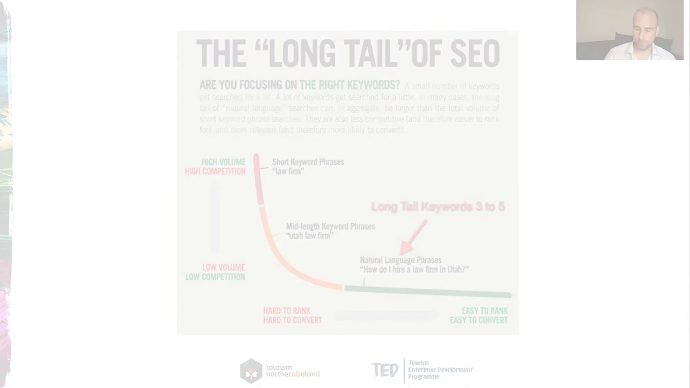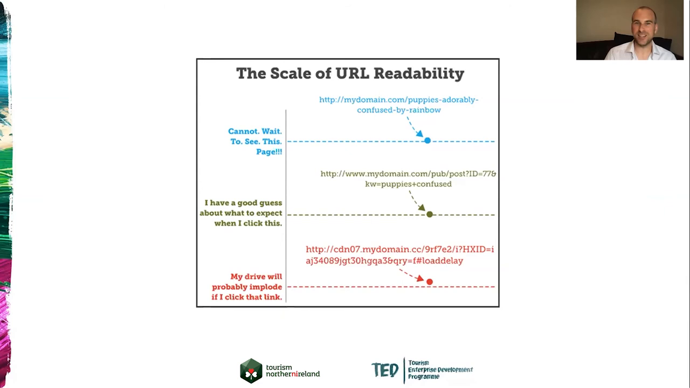So I'm now going to dive into some of the points that I made earlier and expand on them. The first one I mentioned in the SEO checklist was URL readability. At the top, here's a really good example of a URL that is easy for Google or any other search engine to parse and index. Here you have mydomain.com/puppies-adorability-confused-by-rainbow. So that is easy for a search engine to read.